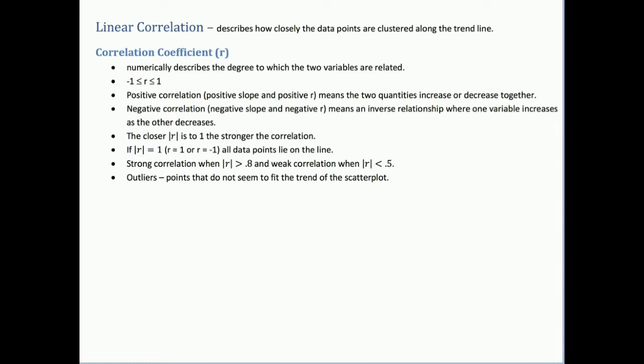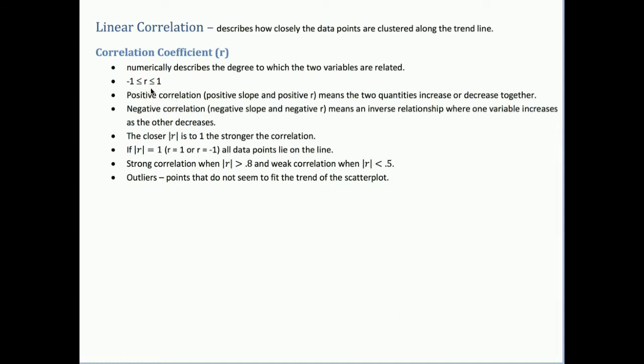There are a couple ways to determine how well or how closely a line fits to the data, and this is called linear correlation. And then we have this correlation coefficient, which is R, and it's just a numerical way to describe the degree of which the two variables are related. R will always be between -1 and 1.